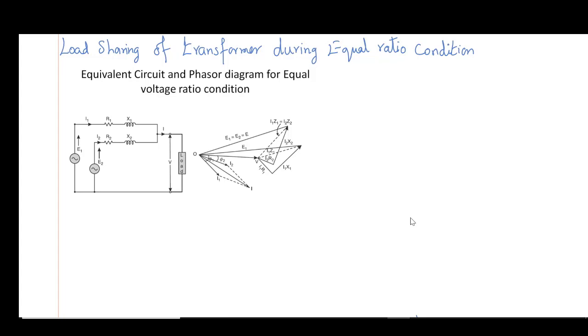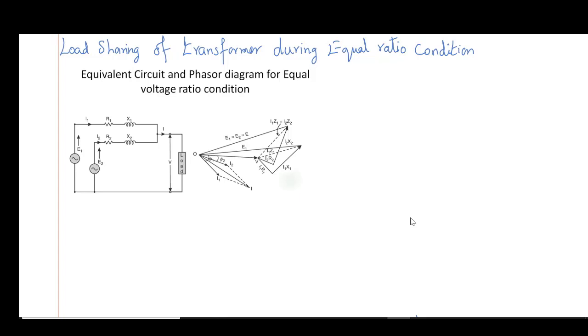Okay, so during equal voltage ratio condition, what will be the load sharing level? In this picture, we can see the corresponding equivalent circuit of the transformer during parallel condition as well as the corresponding phasor diagram. In this equal voltage condition, the voltage ratio will be the same, but the impedance triangle will be different.